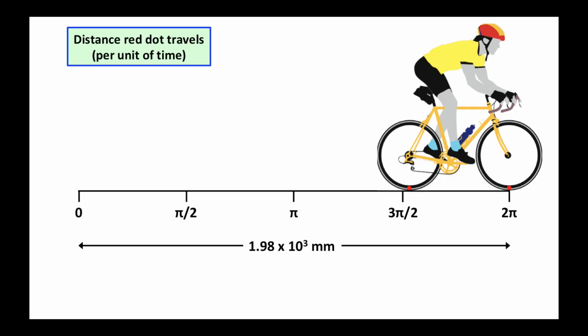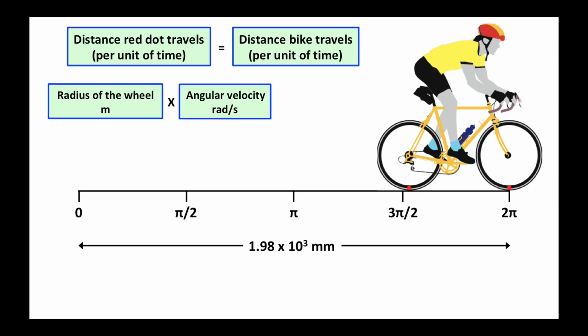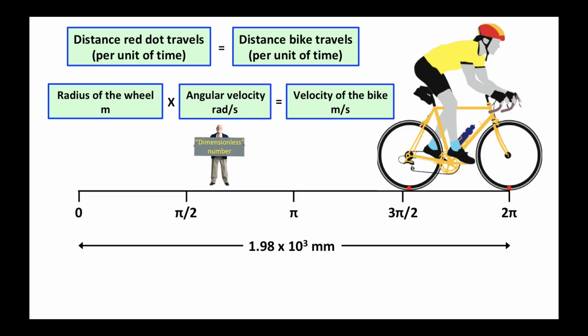The distance that the red dot travels per unit of time is equal to the distance that the bike travels per unit of time. The radius of the wheel in meters times the angular velocity in radians per second is equal to the velocity of the bike in meters per second. The term radians is a dimensionless number, but we usually use that in calculations just to keep track of the units. The Greek letter omega is used to represent angular velocity in radians per second.